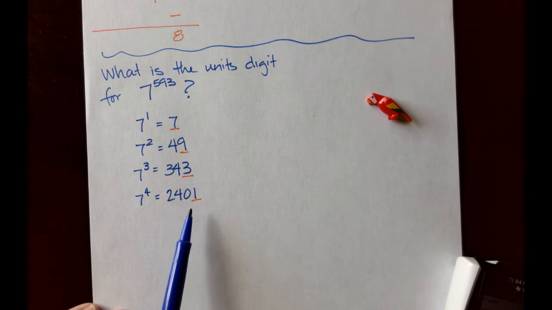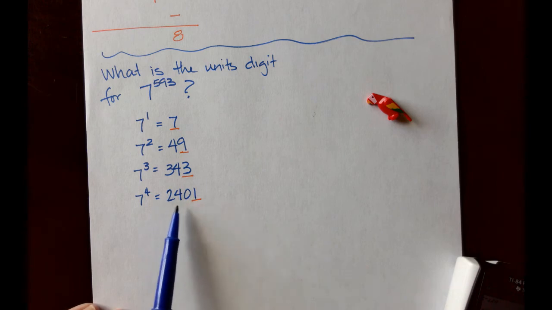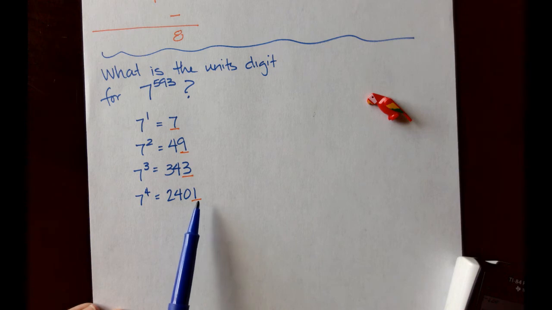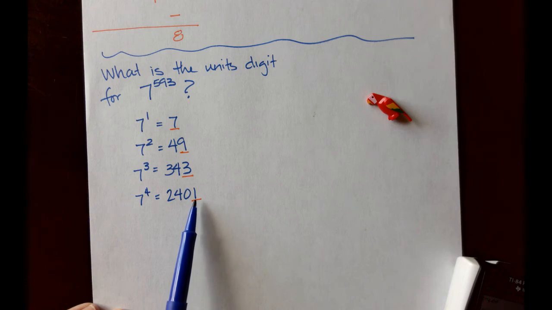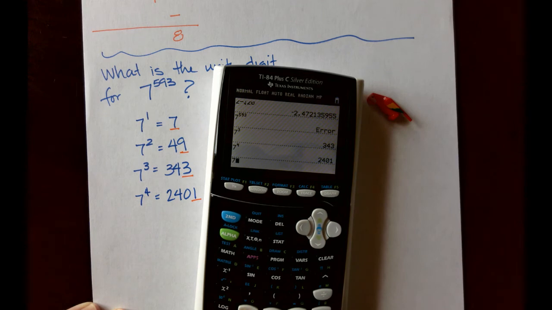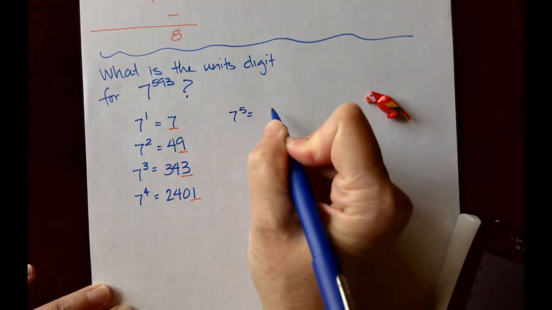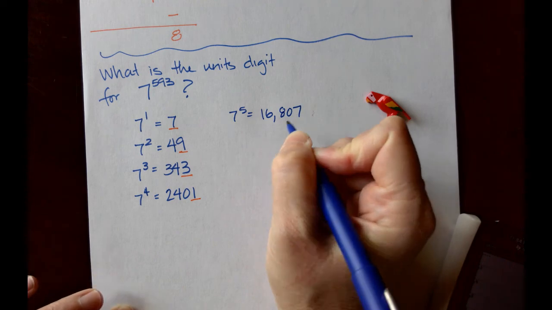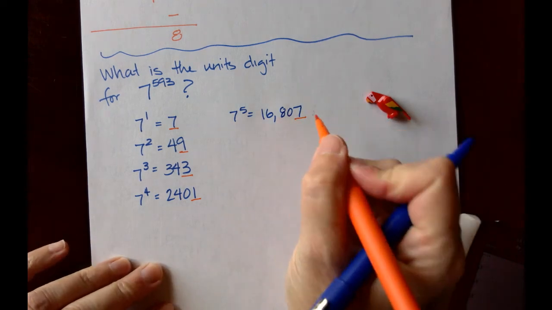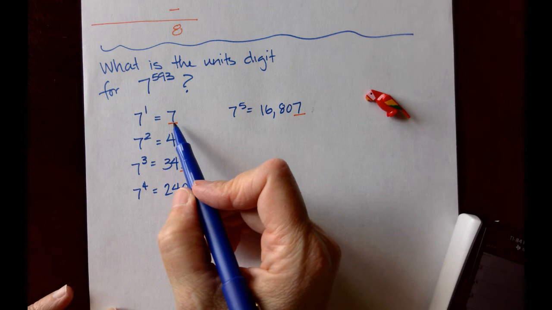So if I am right, when I take this answer for 7 to the 4th and multiply by 7 to get 7 to the 5th, I should get something that has a units digit of 1 times 7, which is 7. So let's check it out. 7 raised to the 5th is supposed to have a units digit of 7, and it does. 16,807. There's my units digit. I've already had a units digit of 7.